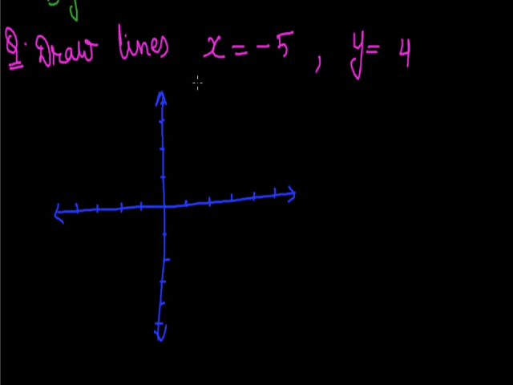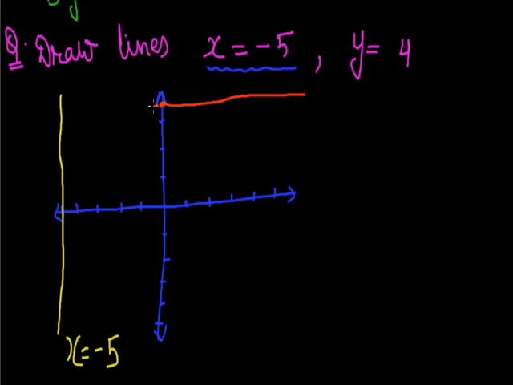Now, first of all, we have to draw the line x equals minus 5. We know that on the x-axis, this is x equals 1, 2, 3, 4 on the positive side. We have to proceed on the negative side: minus 1, minus 2, minus 3, minus 4, and minus 5. So the line will be like this, x equals minus 5. And for drawing the line y equals 4, in the positive direction proceed up to 4 points like this, and we can draw the line y equals 4.